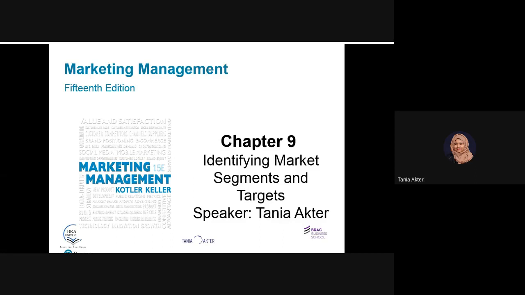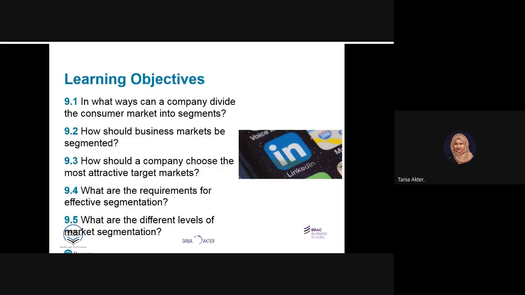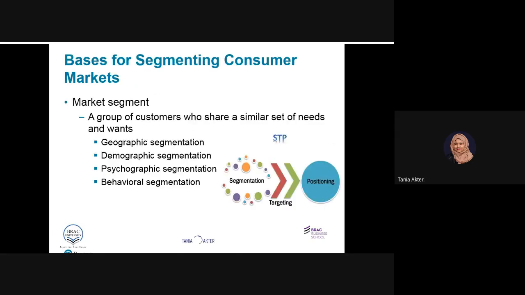So I'm back again with chapter 9. As you see, chapter 9 is about identifying market segments and targets. These are the learning objectives for today's chapter. In what ways can a company divide the consumer market? How should business market be segmented? How should a company choose the most attractive target market? And so on. Moving ahead, the first topic for our chapter: basis for segmenting consumer market.